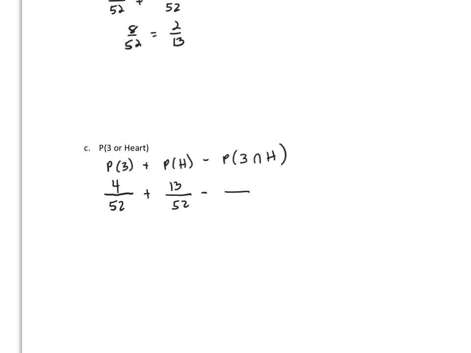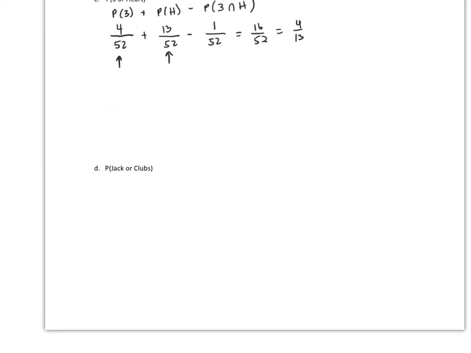Minus probability of pulling out a 3 of hearts. Well, there's only one. There's total 52 possibilities, but how many cards can you pull out that are a 3 of hearts? Yes. There's one of them in that deck. Because see what happened? When you counted here, one of those 3s was a heart. And when you counted here, one of the hearts was a 3. So you've counted it twice. That's why you want to subtract out that 1 over 52. And that gives you 16 over 52, which is 4 over 13.